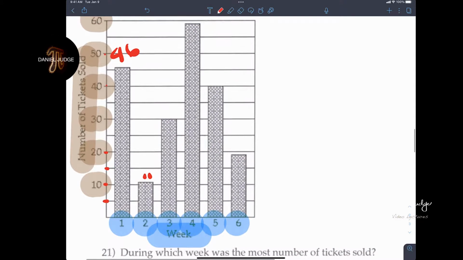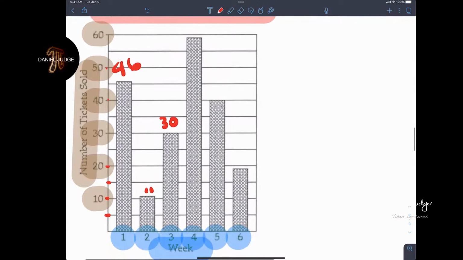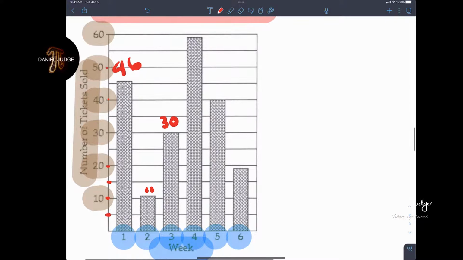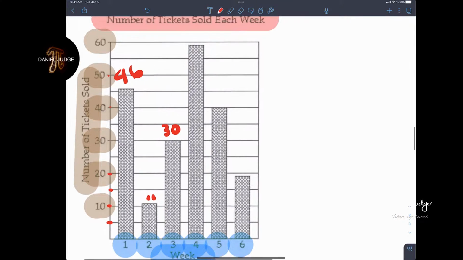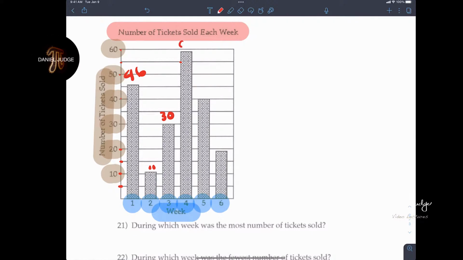Week 3 is clear. Week 3, you should say that's 30. Week 4, not so clear. I'm going to guess again. If we look at the 4th week now, it's midway between 50 and 55. I'm going to guess at 59. Not quite sure if that's the case, but okay.